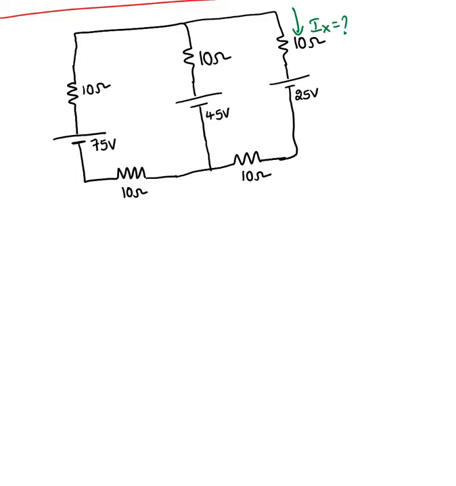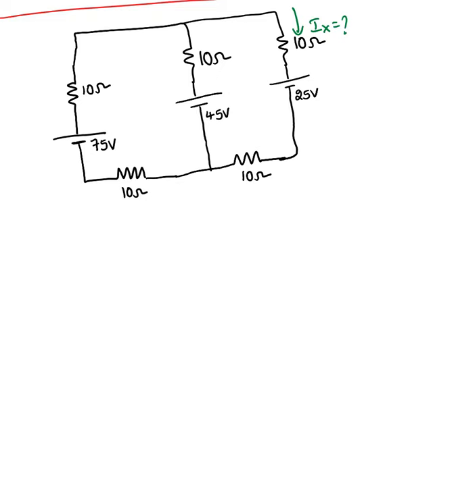Here is the next example. Here he's asking us to find Ix. Since we have three sources, it is impossible to solve this using the series-parallel combination method and the star-delta method. We have to use KVL, KCL, or both. If I apply KCL, for sure it's going to be a lot easier. That's called nodal analysis.